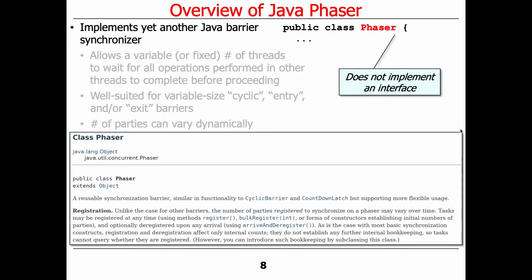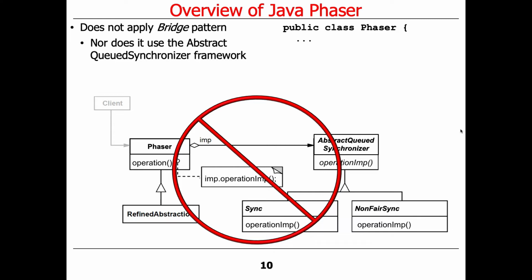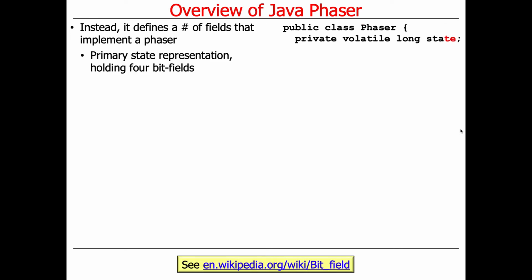The phaser doesn't implement any particular interface. It's just a class that stands alone. It does not apply the bridge pattern. It doesn't use the abstract queued synchronizer framework, so it's its own thing. Instead, it defines various fields that are used to implement the phaser semantics. In particular, there's one field that's called the state field, which we'll talk about.